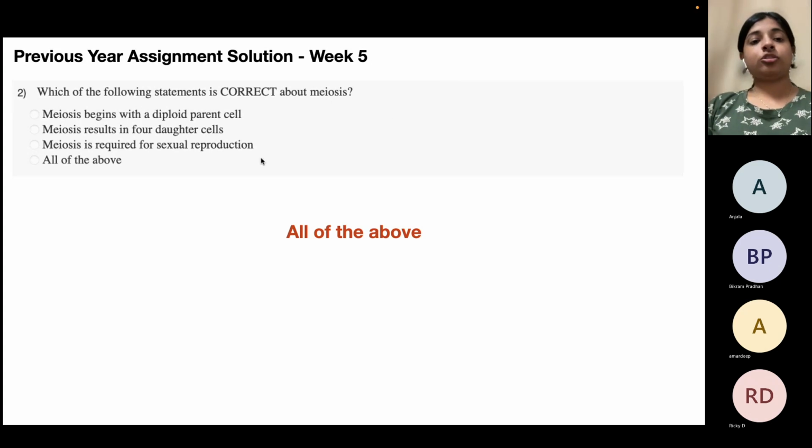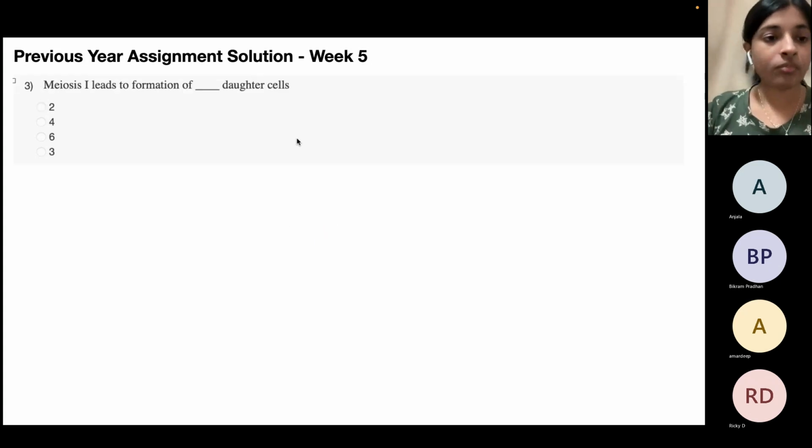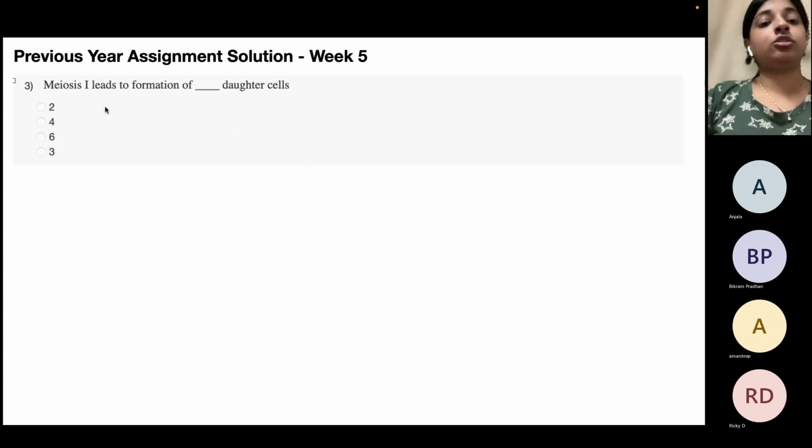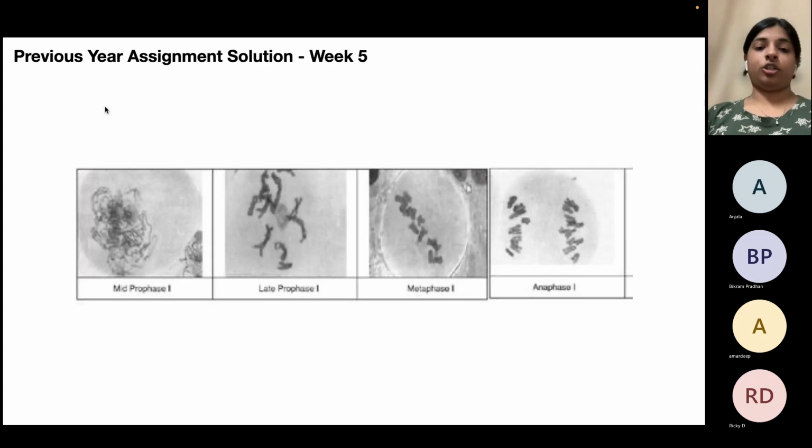So the correct answer to this question is yes, indeed, it begins with a diploid cell and results in 4 daughter cells, and it is absolutely required for sexual reproduction. So the answer to this question is all of the above. Moving on to the next question. Meiosis 1 leads to the formation of how many daughter cells? So we need to be careful with such questions because it's not meiosis in general, meiosis 1 very particularly.